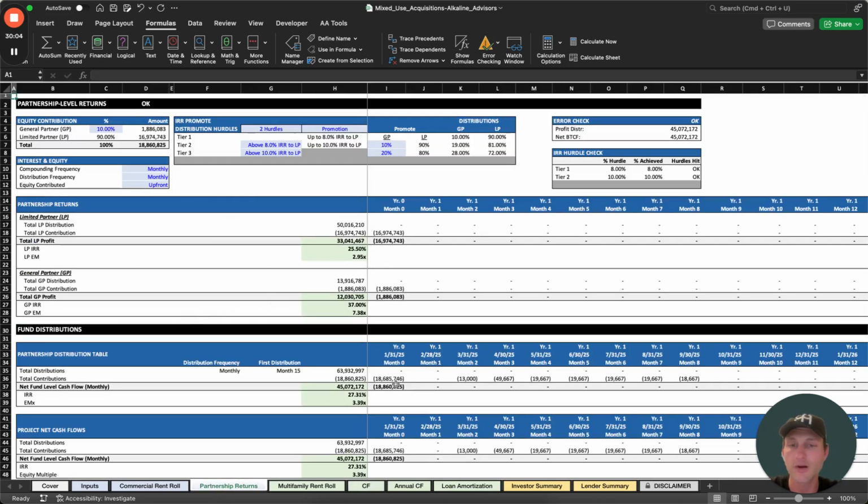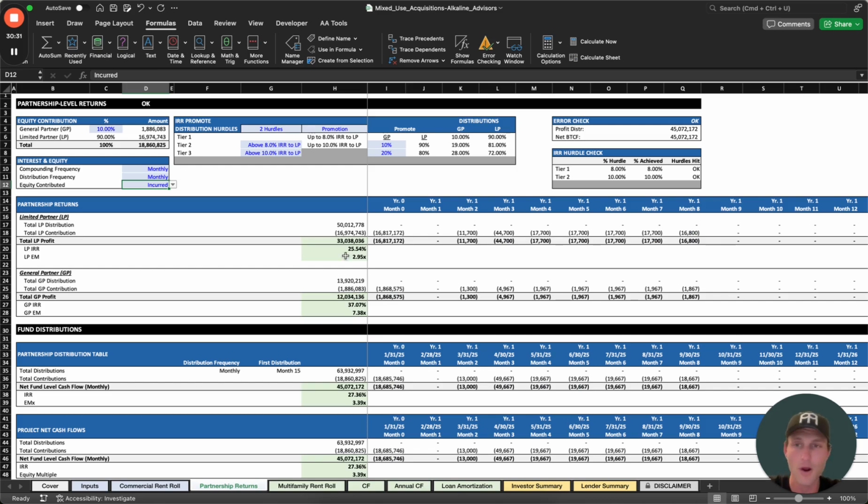So on this partnership returns tab, we are calculating all the inflows and the outflows, right? So with the outflows, we are determining whether we want to calculate all those outflows. So all the contributions, what are we spending? Do we want to front load that and say, hey, we want to earmark all those dollars up front and say we're more or less spending them in time zero? Or do we want to toggle that to incurred and say we're only spending them when we need to at a project level?